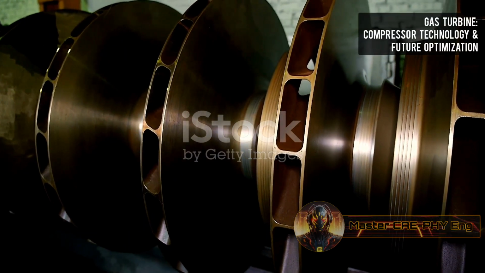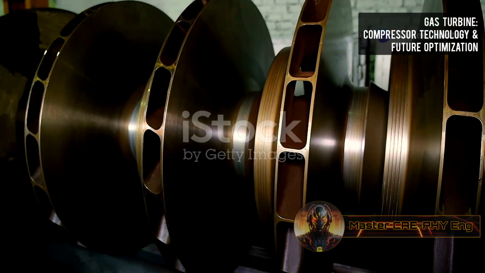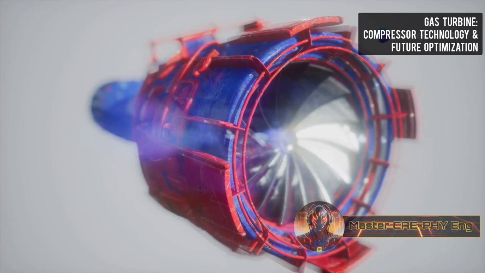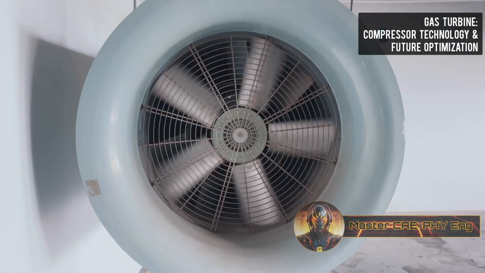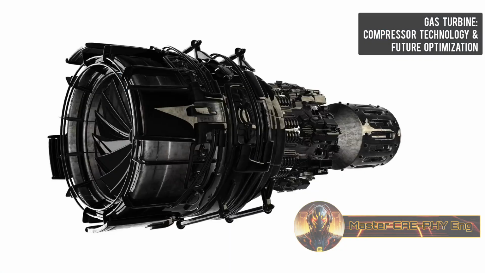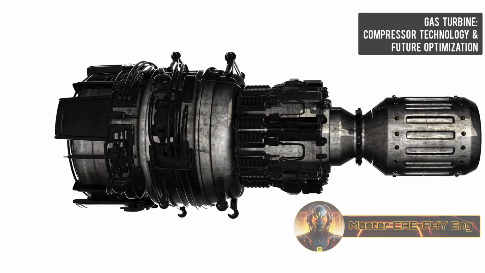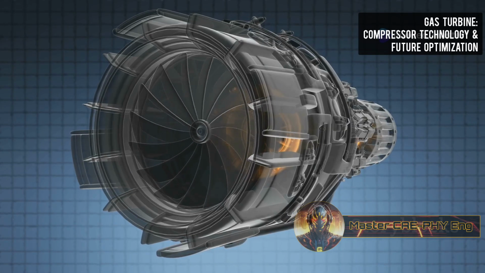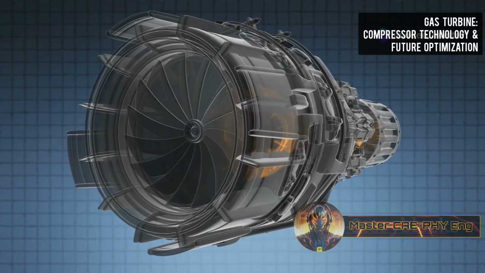Axial compressors achieve high pressure ratios through multiple stages. Each stage consists of rotating blades followed by stationary vanes. The air flows axially through these alternating rows. Rotor blades accelerate the incoming air, increasing its kinetic energy. Stator vanes decelerate the air, converting kinetic energy into static pressure.